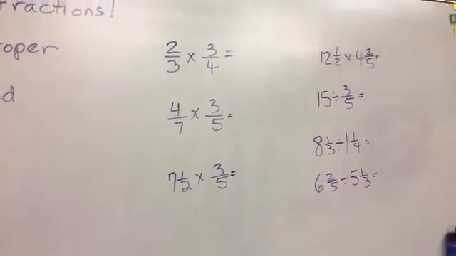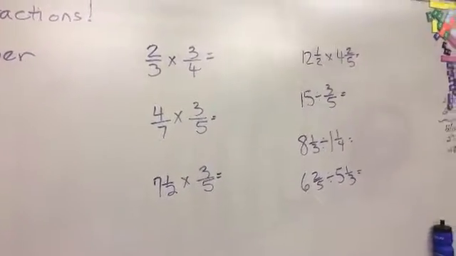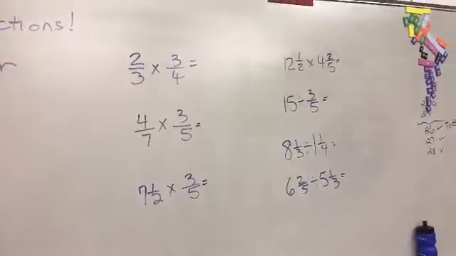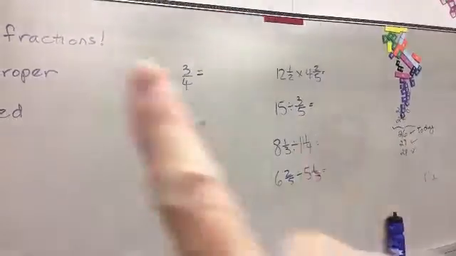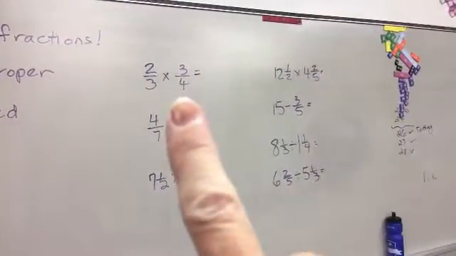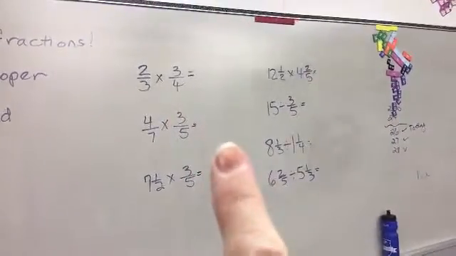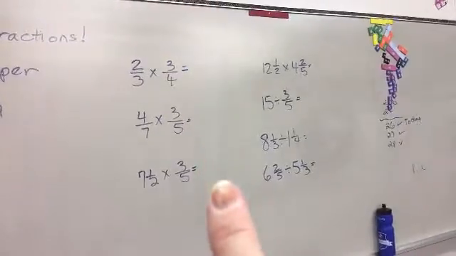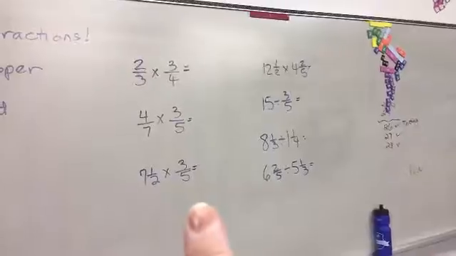Then over here we have our other problems. We have some multiplications and some division. So I will read those to you one at a time. Okay, I'm going to put my finger under it. 2/3 times 3/4. 4/7 times 3/5. 7.5 times 3/5.